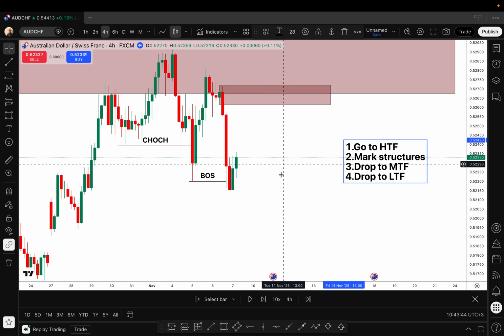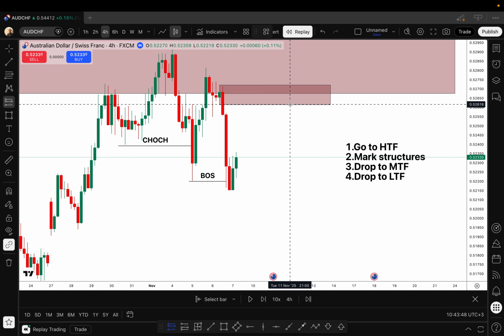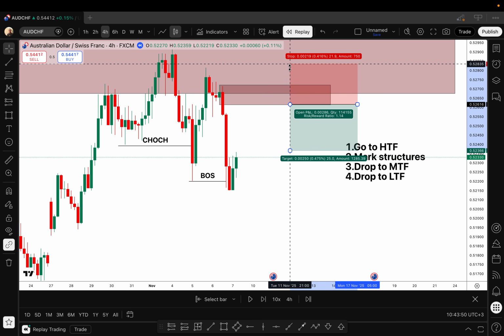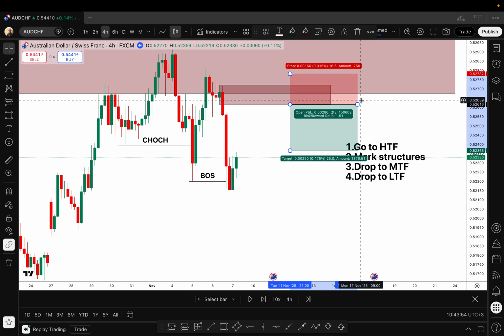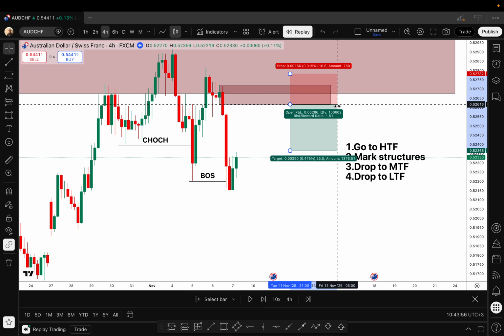Okay, so here we are. So now we are going to get this one. I'm just going to be looking at one entry because I don't want this video to be so long. So I think 15 pips should be okay, depending on the zone.